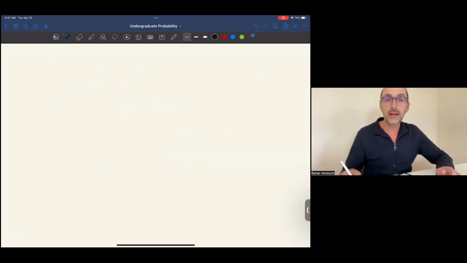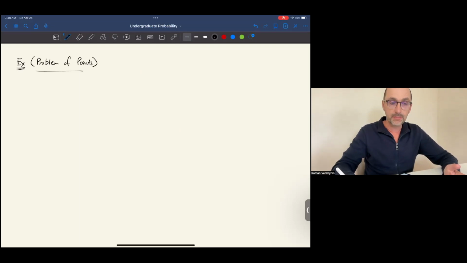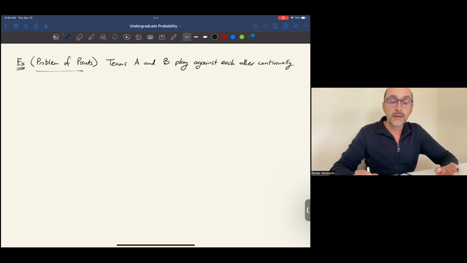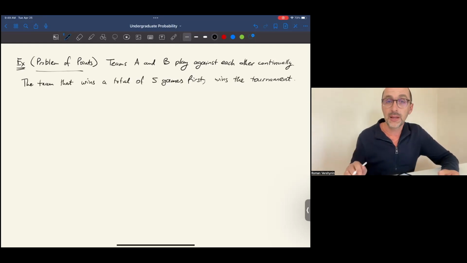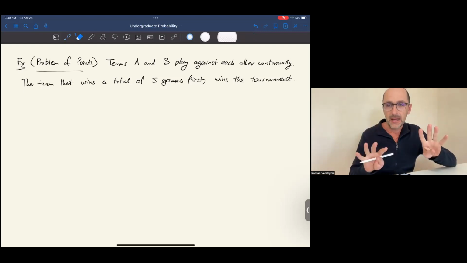And now we are ready for the problem of points, which is historically one of the first problems in probability theory. Teams A and B play against each other continually. The team that wins a total of 5 games wins the tournament. By the way, what's the maximum number of games that can be played in this tournament? It's 9. 4 plus 5.